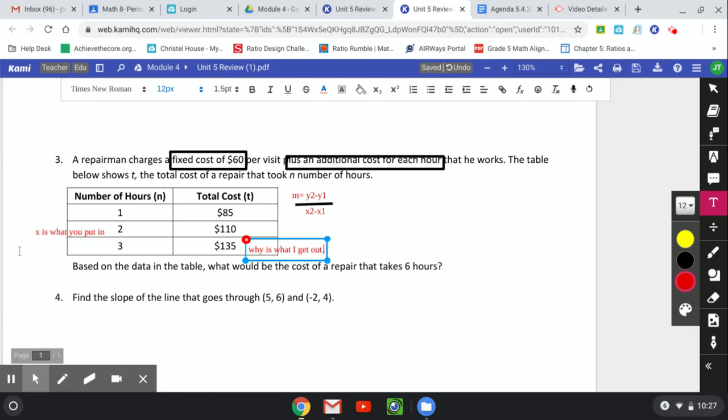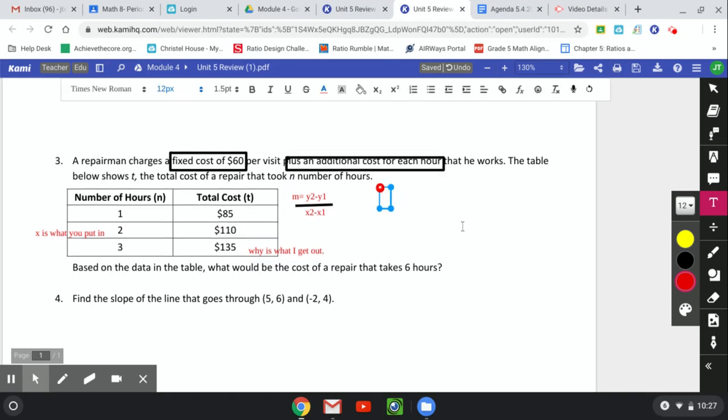So if I go to work for 1 hour, I get $85. And so what that would look like in an equation is y is equal to, we have to find the slope, mx plus 60. Okay? So if I used 1 as my number of hours, I could simply say 85 is equal to mx plus 60. Okay, subtract 60, and that would give me something. And then I could see if that would work. That is one way that I've seen students do that.